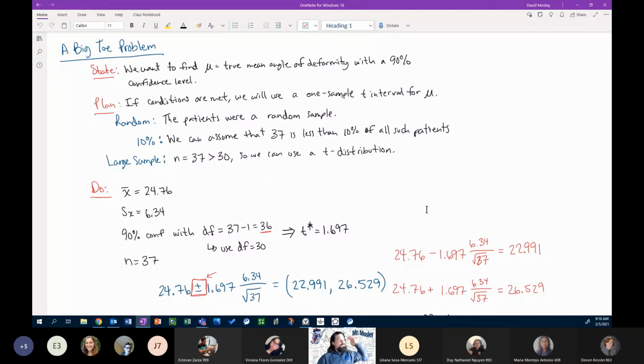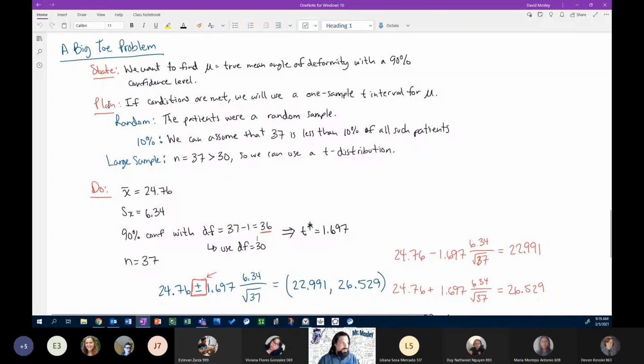So the first step in our process here is to state. We want to find mu, equaling the true mean angle of deformity, with a 90% confidence level. Because I've identified a variable mu, I can use it later on. So we move on to the plan part of the process. If conditions are met, we will use a 1 sample t interval for mu to estimate mu.